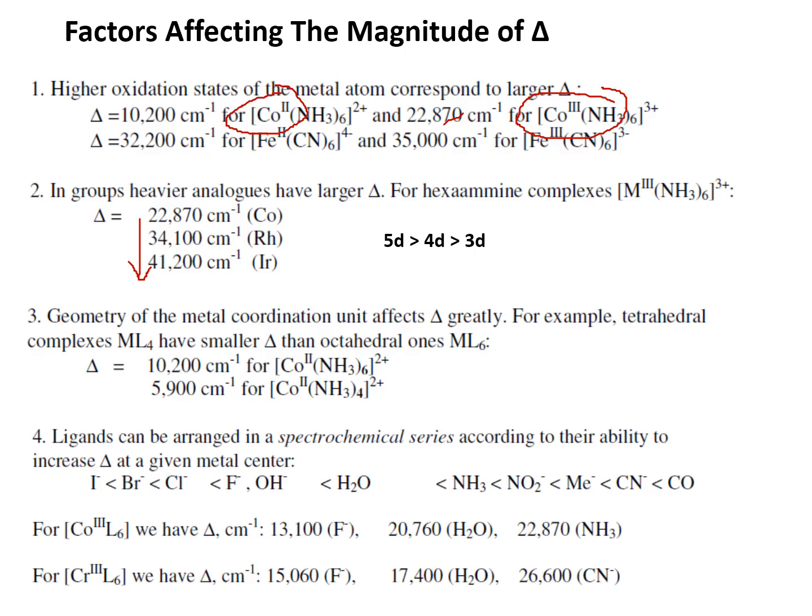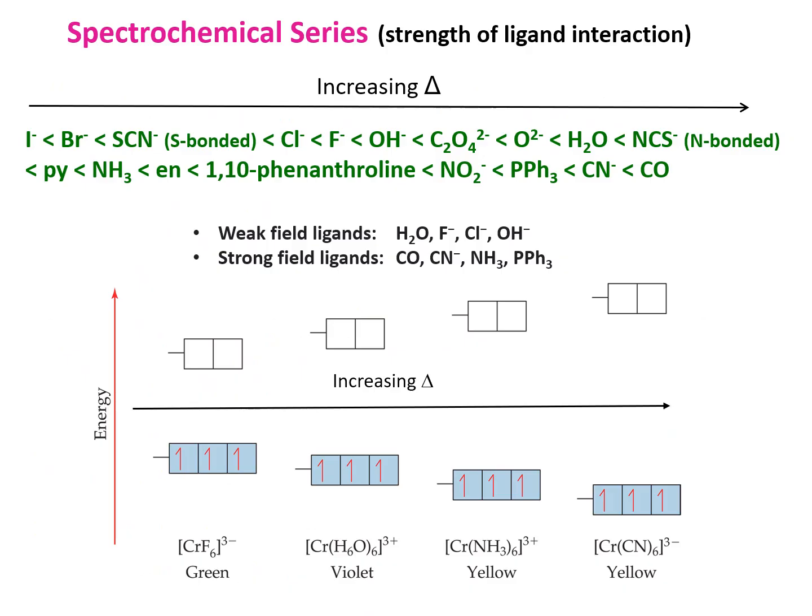From there we can easily identify, if the central metal atom is the same but there is variation in the ligand, using the spectrochemical series, which one will give larger splitting. Okay, so this will give the idea. This is called the spectrochemical series.